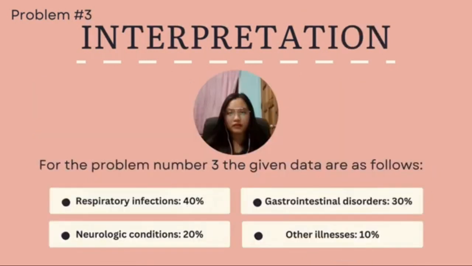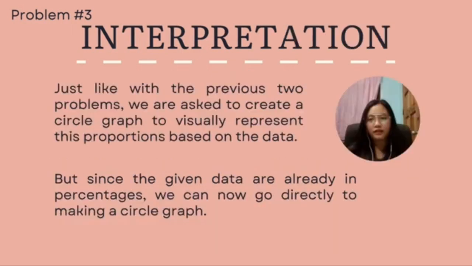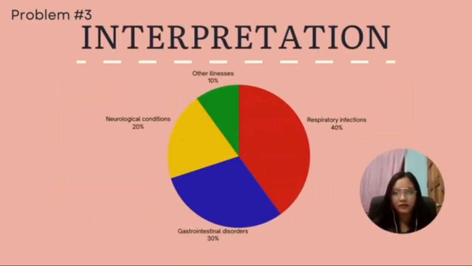For problem number 3, the given data are as follows: respiratory infections 40%, neurologic conditions 20%, gastrointestinal disorders 30%, and other illnesses 10%. And just like with the previous two problems, we were asked to create a circle graph to visually represent these proportions based on the data. But since the given data are already in percentages, we can now go directly to making a circle graph. And here we have the circle graph for problem number 3, and we can observe that respiratory infections has the biggest slice due to it having the highest value, which is 40%.